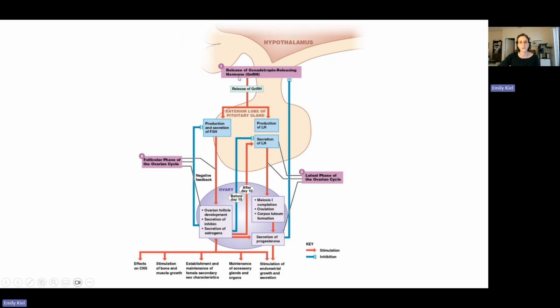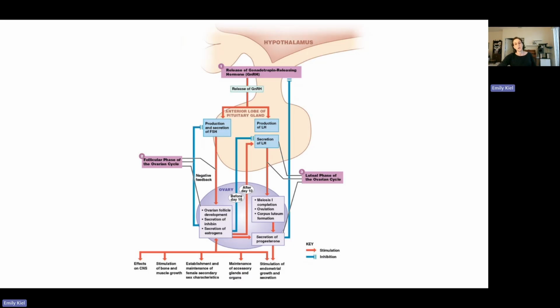So from the hypothalamus, we're going to have that gonadotropin releasing hormone. In males, it's a little more stable. In females, it does change depending on the cycle. That gonadotropin releasing hormone goes to the anterior lobe of the pituitary to produce and secrete FSH and to produce LH. FSH happens in the follicular phase of the ovarian cycle. It's going to stimulate the follicle development. It's going to cause inhibin to be secreted, and that follicle is going to lead to estrogen secretion.